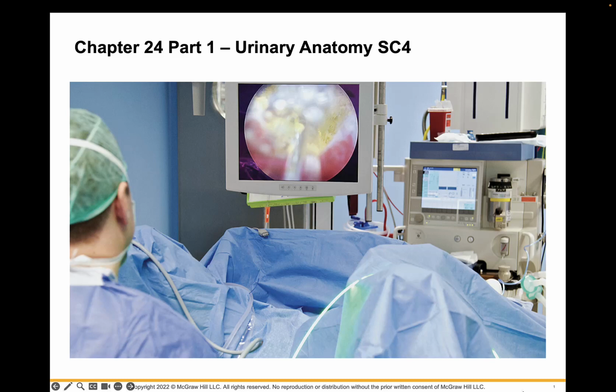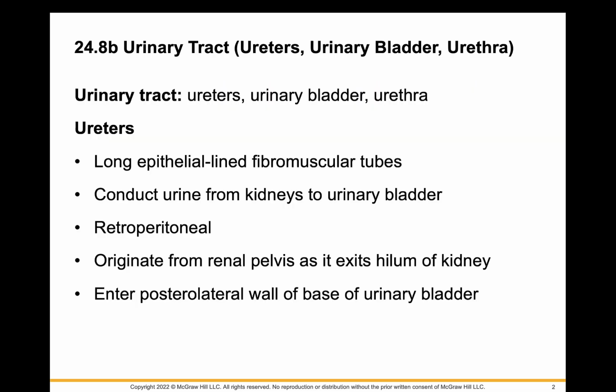Chapter 24, Urinary Anatomy, Screencast 4. Now, this final screencast will focus on the remaining structures of the urinary system, and that will be the ureters, the urinary bladder, and the urethra. Together, this is known as the urinary tract.